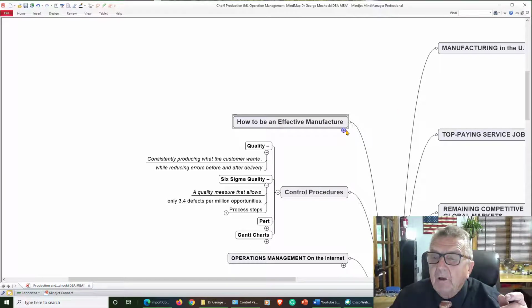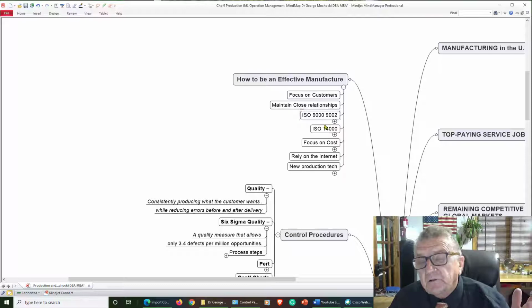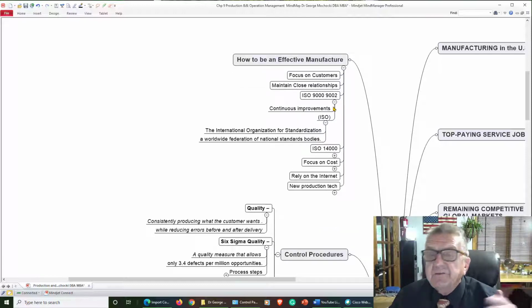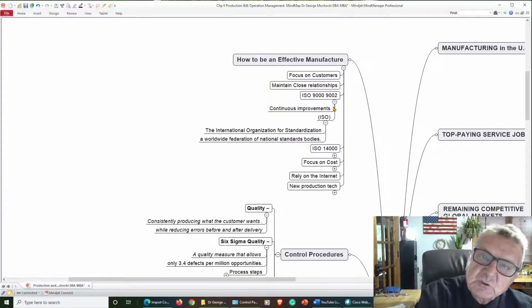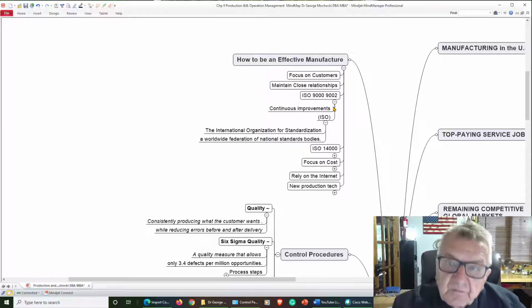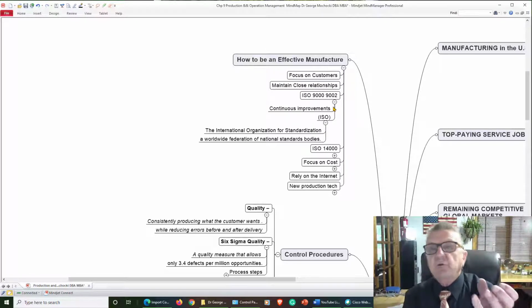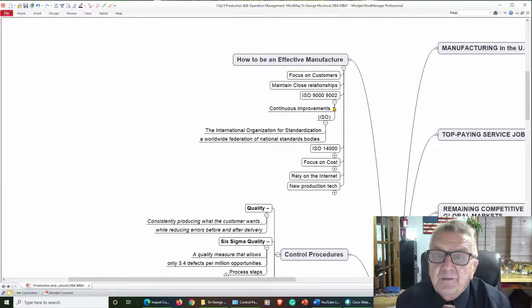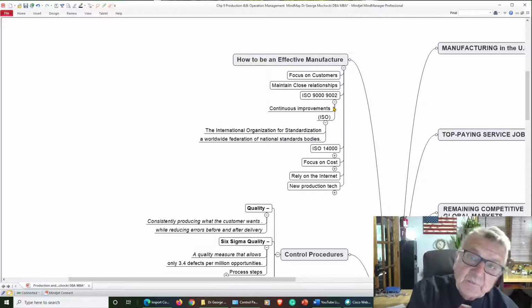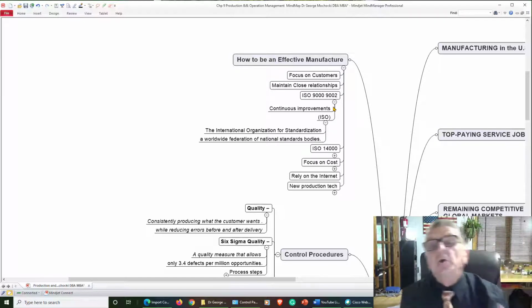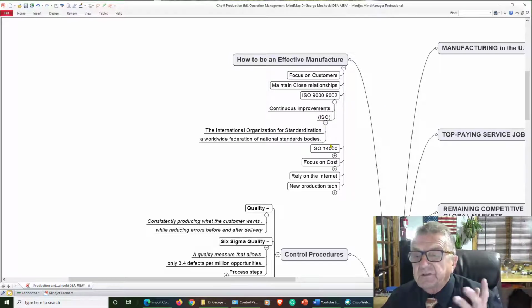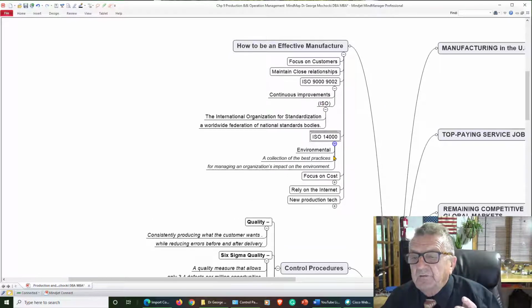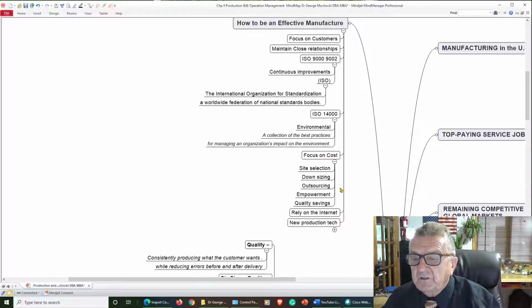Okay, how to be an effective manager: focus on customers, maintain close relationships. ISO 9000, a lot of companies, especially global, although we're not doing global, we make arrangements with countries that make sense for us. So countries are making trade agreements where there's a mutual agreement. You make something, I make something. I either buy the product from you, or you buy something from me, it's a two-way street. And I get a good deal on that, okay? So this way is continuous improvement, and then ISO 14000, basically environmental, focus on cost, okay?